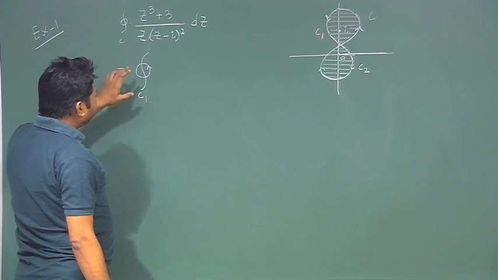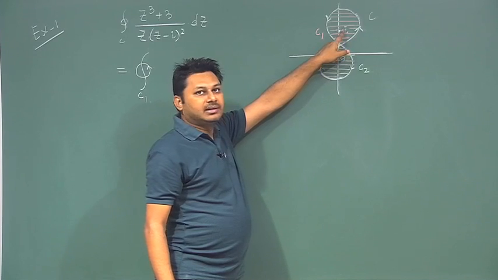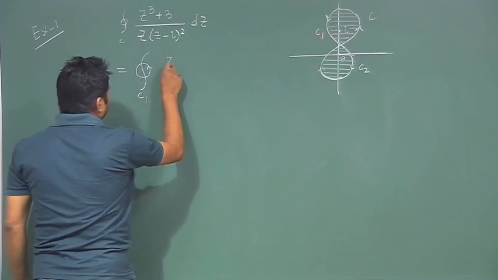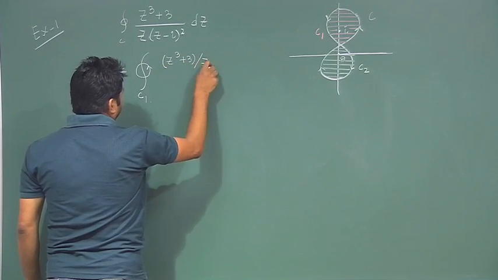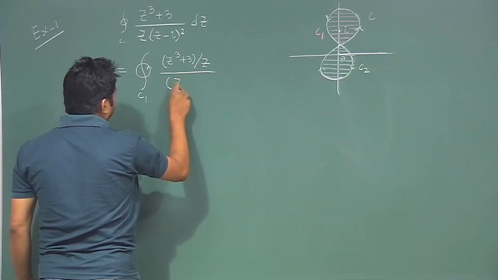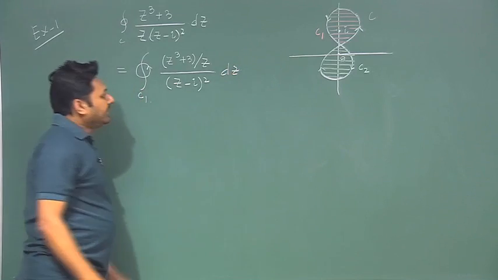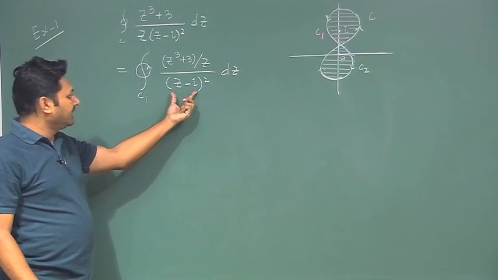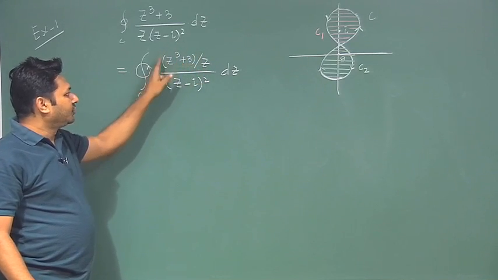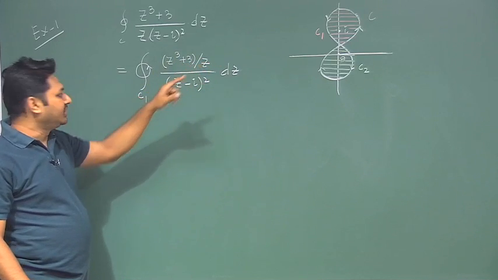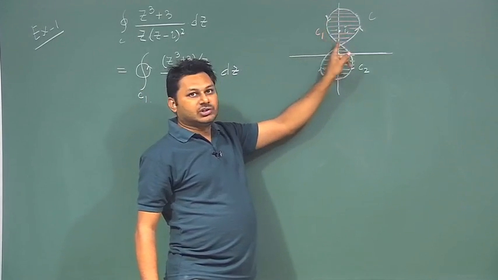When I write this in C1, my i is sitting here. So, (z cube plus 3) divided by z. I should write the function in this way, so that the singularity portion is in the denominator, and whatever function I have here should be an analytic function in that region, which is (z square plus 3) by z, analytic in this region, the red region.